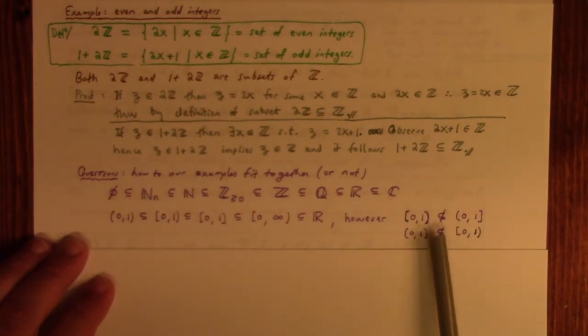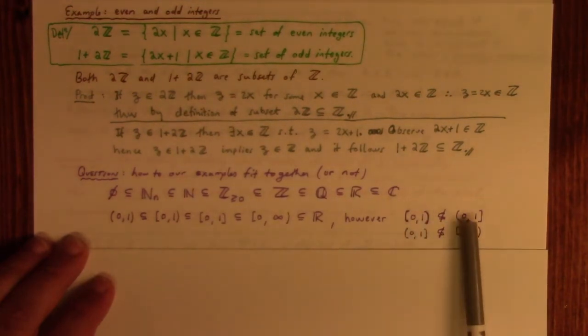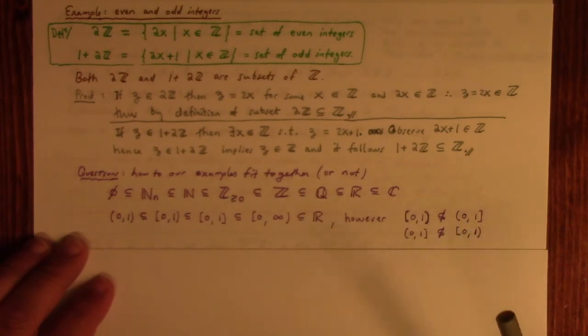On the other hand, notice that it's also possible to have sets which are not subsets of either way, right? Like this is not a subset of that, and that's not a subset of this. So it's not necessary when we're comparing two sets that either be a subset of the other. Just saying.